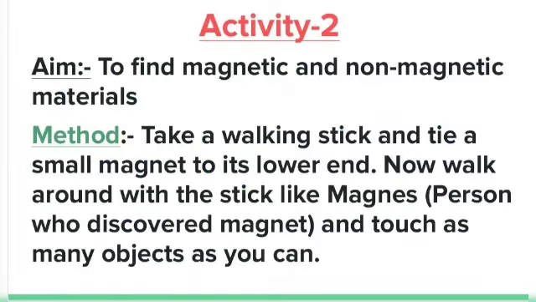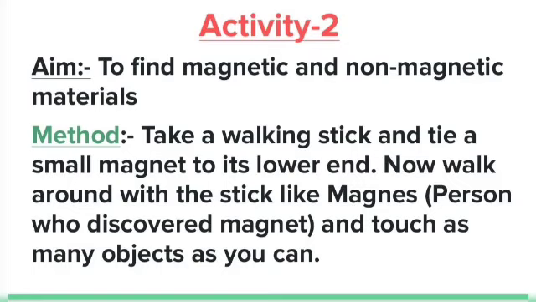Now activity number 2: the aim of this activity is to find magnetic and non-magnetic materials. The method is, take a walking stick and tie a small magnet to its lower end.